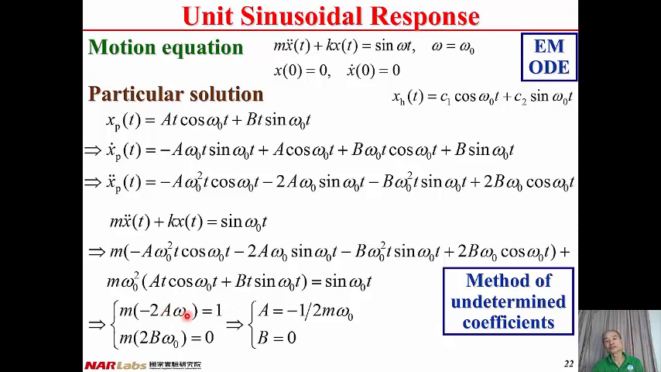And from this equation, we can solve for a equal to minus 1 divided by 2m omega 0. And here is the coefficient for cosine omega 0 t on the left hand side of the equation, and 0 here is the coefficient of cosine omega 0 t on the right hand side of the equation. And from this equation, we can solve for b equal to 0. Once a and b are solved, we substitute back to the particular solution. Then we can solve for the particular solution.